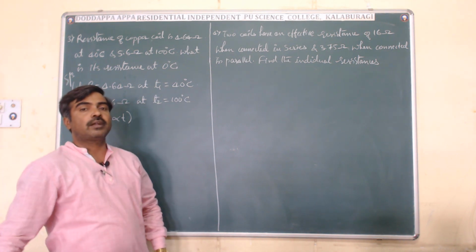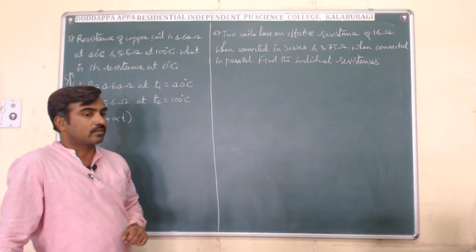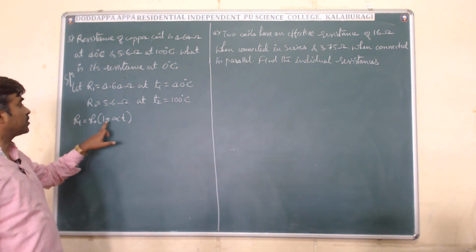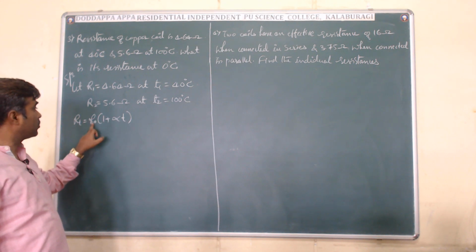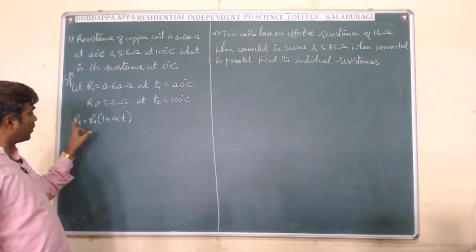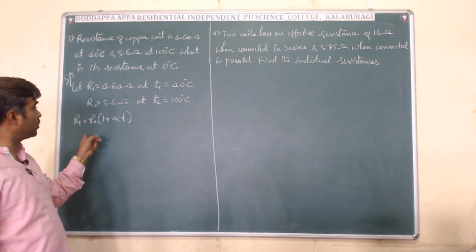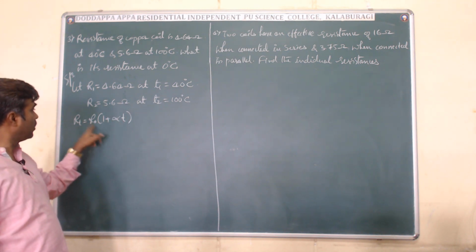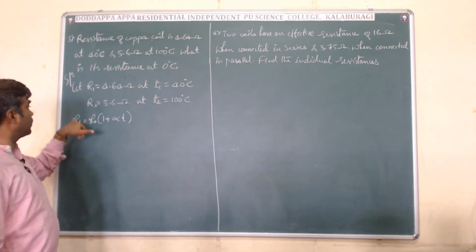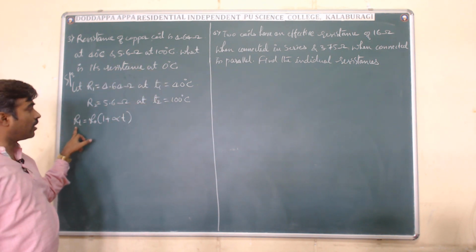Okay, temperature dependence of resistance. For that, we have an equation: RT is equal to R0 times (1 plus alpha T). So this R0 is the resistance of the material at 0 degrees centigrade. Now, directly we can calculate, but before calculating using this equation, RT is of course the value of resistance at higher temperatures.